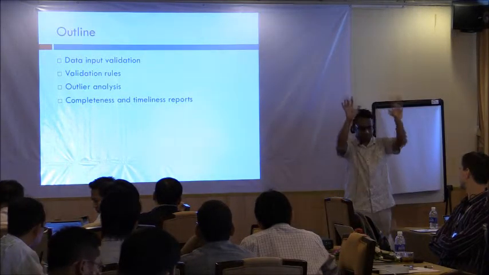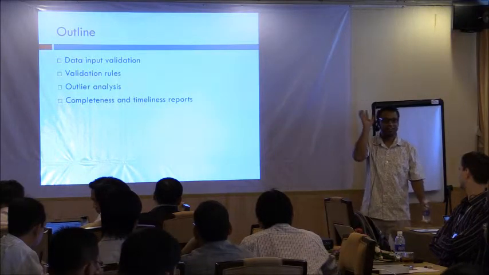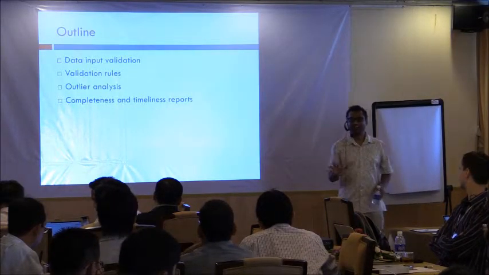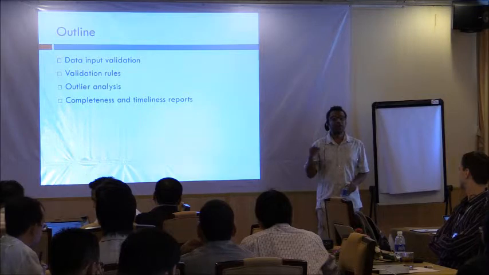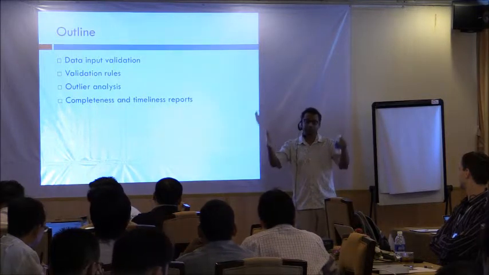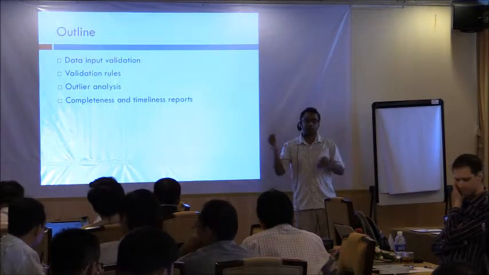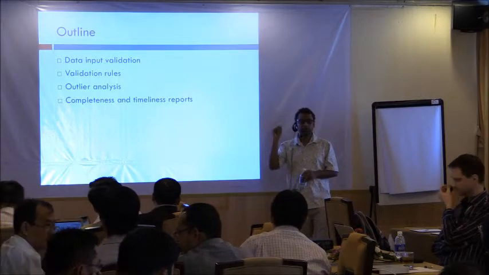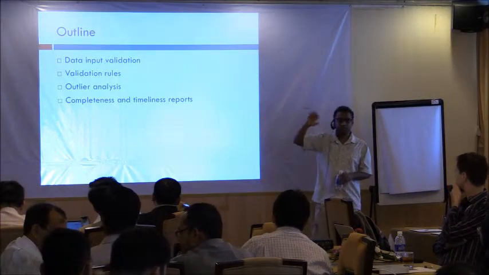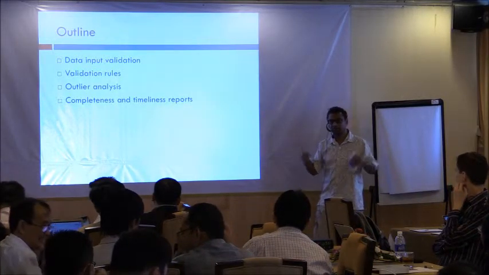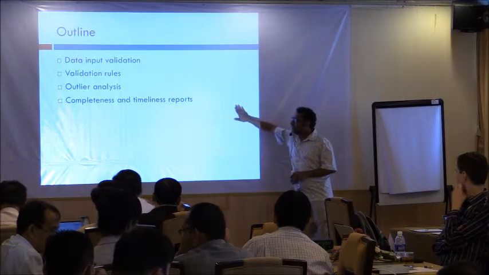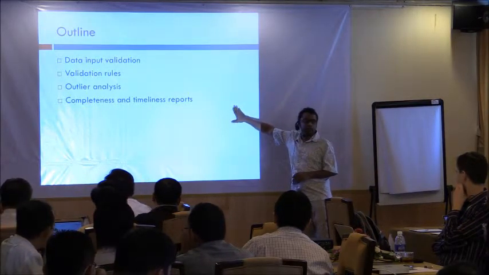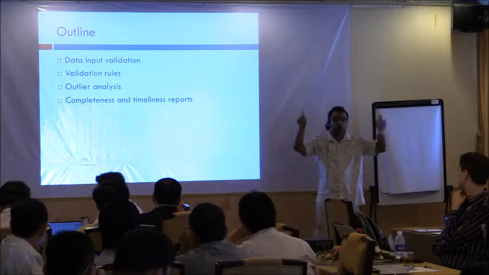But I'm not the expert on that one, so I'll leave it to you people to decide. Always check. If you don't know, ask the statisticians what the standard deviation should be for this particular period, whether it is 2, 1.5, or 5. Okay? And then completeness and timeliness report. Yesterday we saw the data entry screen, right?